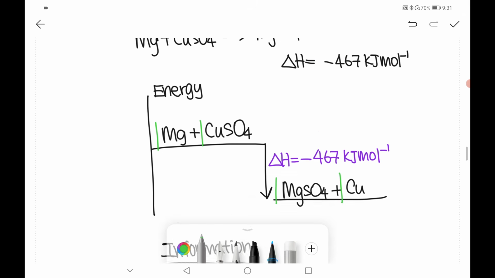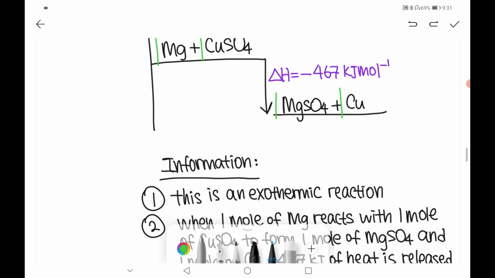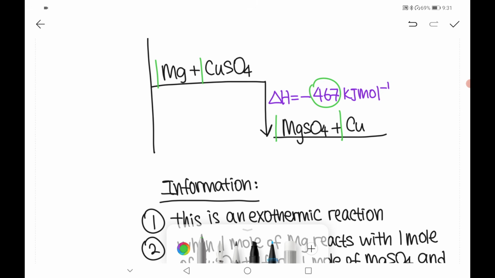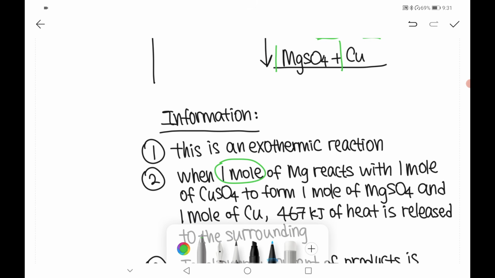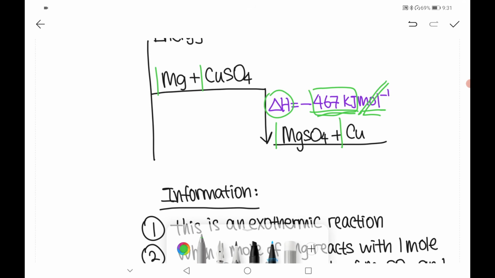Now how much heat is absorbed or released? The heat is here, so it's 467. What is the unit? Kilojoule. For energy we use kilojoule. The mole here, you don't need to write, because you already mentioned the moles in front. And when you see the delta H is negative, negative is what? Exo. Exothermic will release the heat.